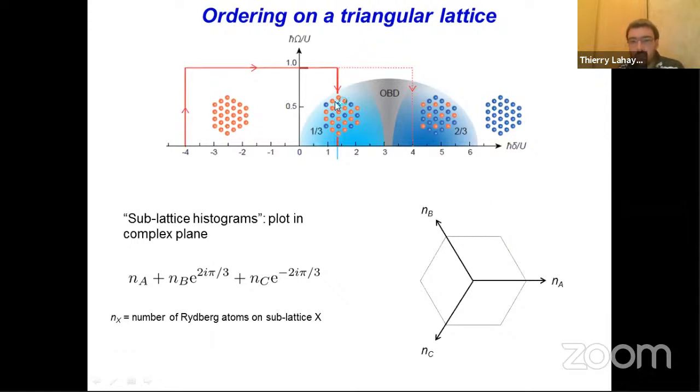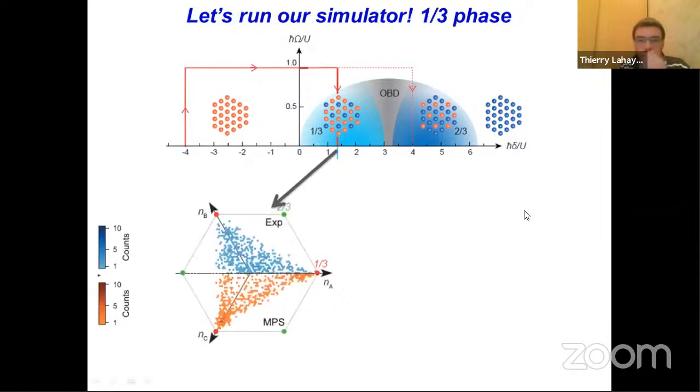And for instance, if you are in this 1/3 phase, ideally, if you prepare this without any imperfection and you really prepare the ground state, you would obtain either a point here or there. Because basically, for instance, this corresponds to having all your atoms, all your sites of sublattice A containing Rydberg atoms, and no atoms on B and C, and the same for the other ones. Now, the 2/3 phase, you would get points here on this corner of the hexagon. So now we do the experiment, and this is what we get.